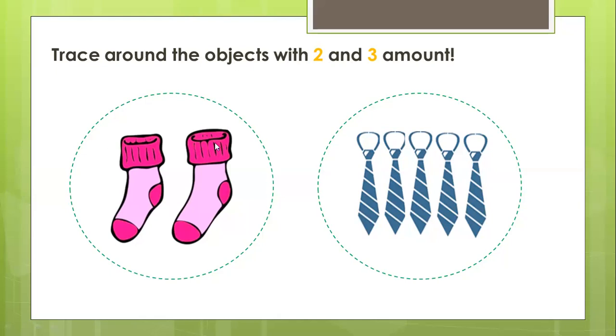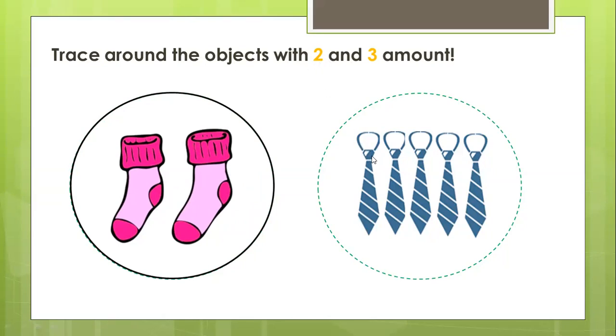Look at this. What are they? They are socks. So this is a pair of socks. So a pair of socks equals 2 socks. So can we find number 2 here? Good. So we have 2 socks. Can we trace around? Okay, trace like this. So 2 socks, so it fits the number we need, right?